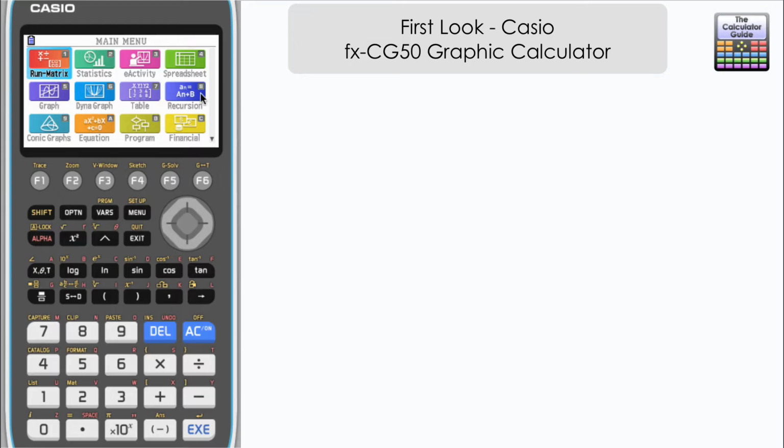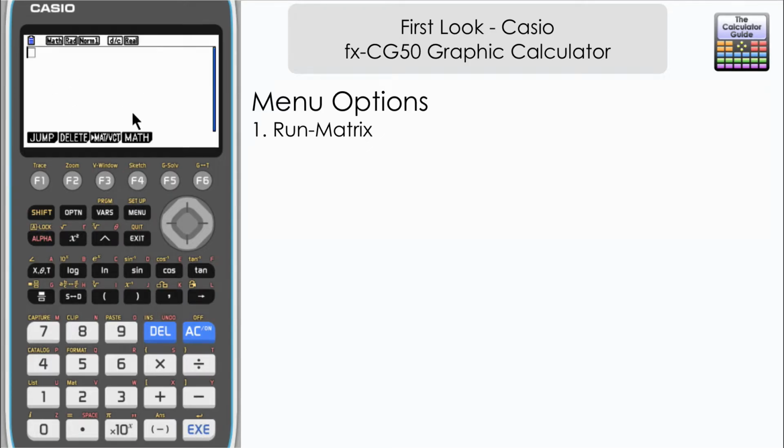I'm not going to go through all of the features here. I'm just going to have a little overview of what's available on the CG50. The first thing that we have on here is run matrix mode, which is kind of the standard mode for doing all of your calculations in. You can see that we have a facility here to input matrices.